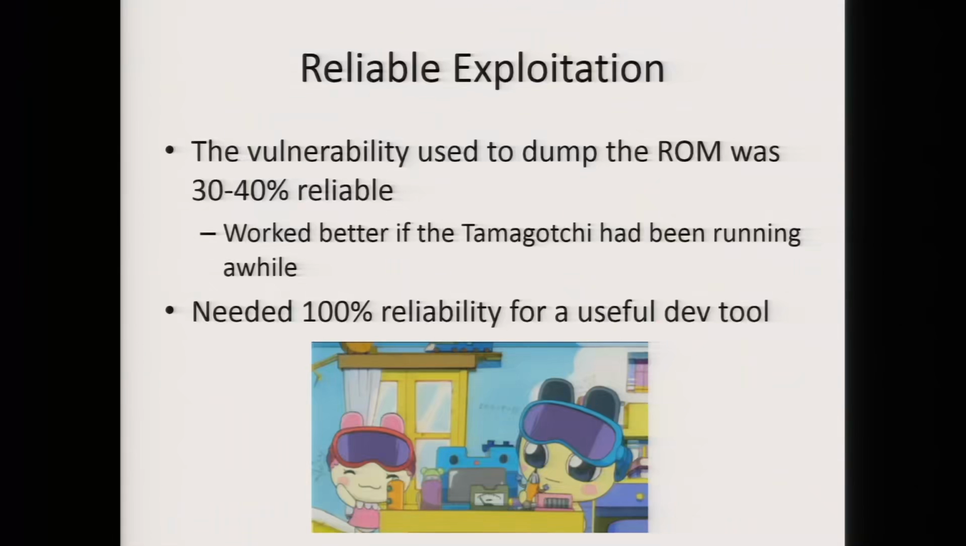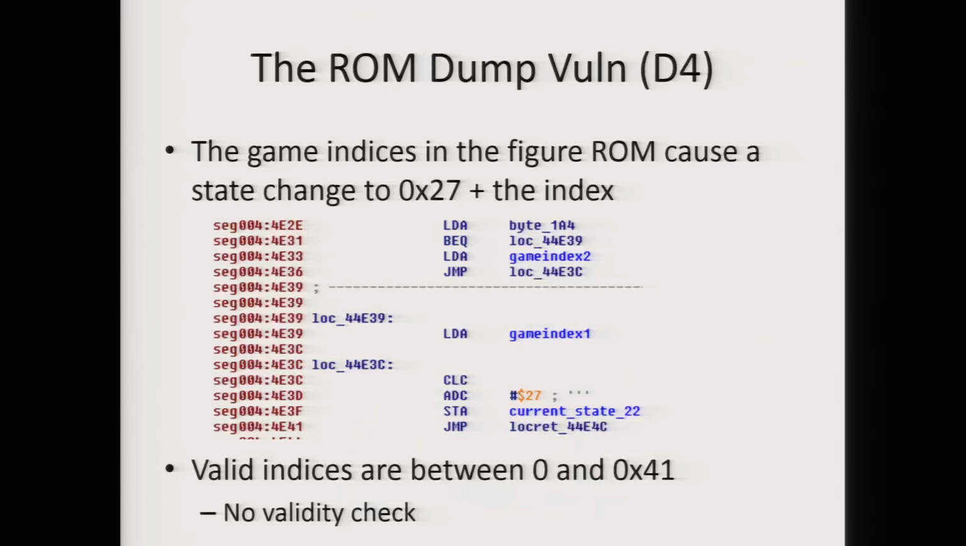But the big problem I ran into was that my exploit wasn't very reliable. I would say it's 30 to 40% reliable, but it was very finicky sometimes. It tended to work really well if the Tamagotchi had been running for a long time, but as soon as I started resetting, it stopped working. And I thought, well, really, for a useful dev tool, you need 100% reliability. So I couldn't use this one.